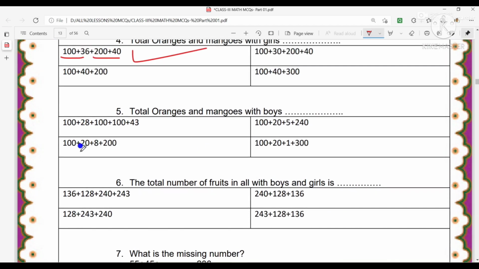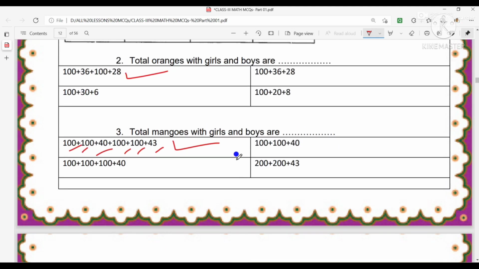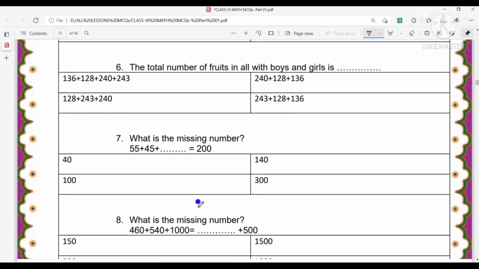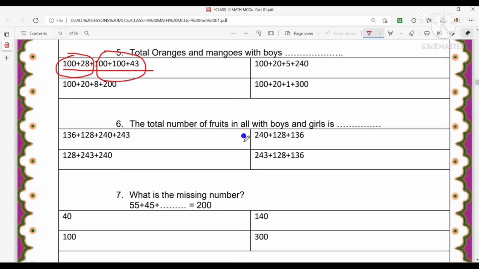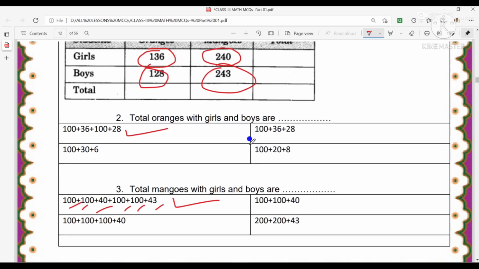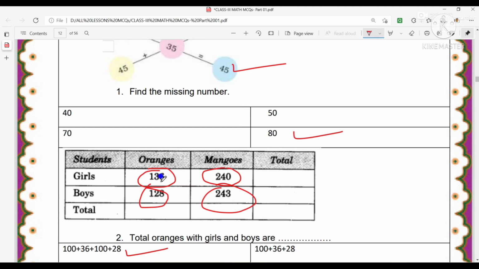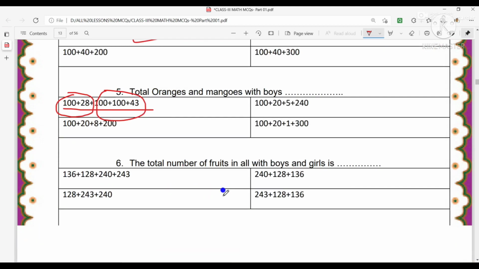128 plus 243. Right. Then next question. The total number of fruits in all with boys and girls. Total number of fruits will be 136 plus 128 plus 240 plus 243. We have to add all the numbers, right?